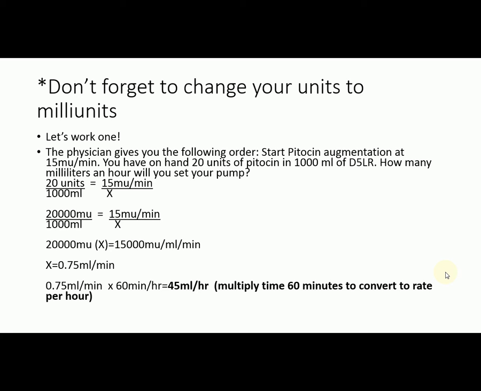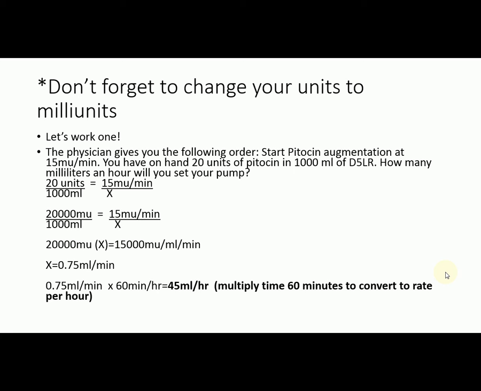One of the biggest things is don't forget to change your units to milliunits. You have to have all oranges. You can't have oranges and apples. You can't have units and milliunits. They're two different sizes. There's a lot more milliunits in one unit than there is, so you have to make up for that because it's ordered in milliunits.